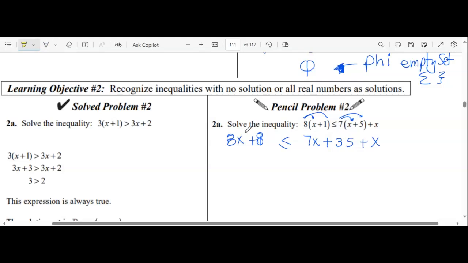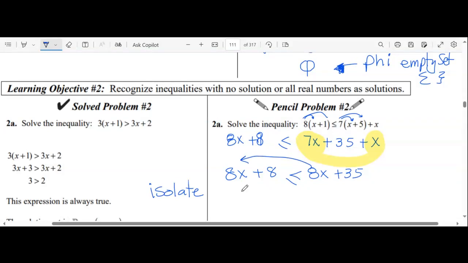What's the next step? Combine like terms. So you have x here and you have 7x here. How much do you get? 8x plus 35, less than or equal to 8x plus 8. Now what should I do next? Isolate the variable. So I move the 8x to the other side. What do you get?